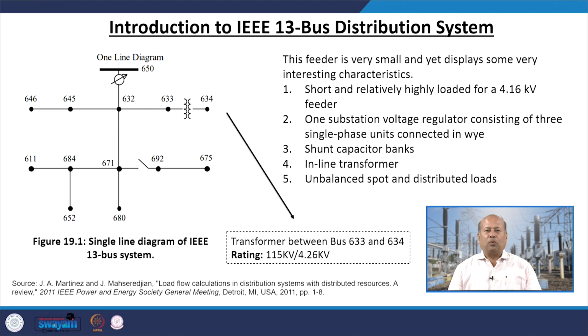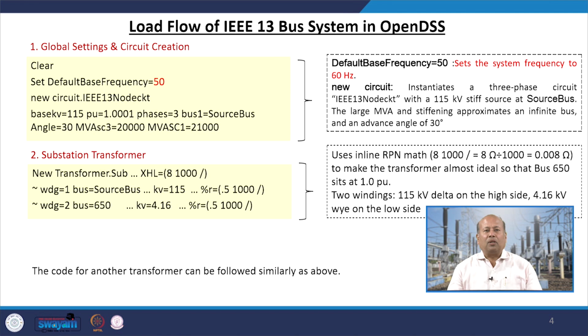One substation voltage regulator consisting of 3 single phase units connected in Y. Shunt capacitor banks do exist. Inline transformers, unbalanced spot and distribution loads. So, this is one of the perfect examples for any case study for any student or researcher to carry out distribution load flow algorithms. Let us try to solve the IEEE 13 bus system load flow solutions using OpenDSS.